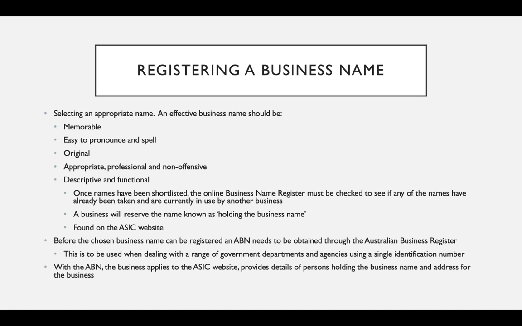All right. So registering a business name. A business must select an appropriate name that is memorable, easy to pronounce and spell, original, appropriate, professional, non-offensive, descriptive, and functional. Once a business has decided on a name, they are then going to go to the business name register online to see if the names are already taken or if they're in use by another business.